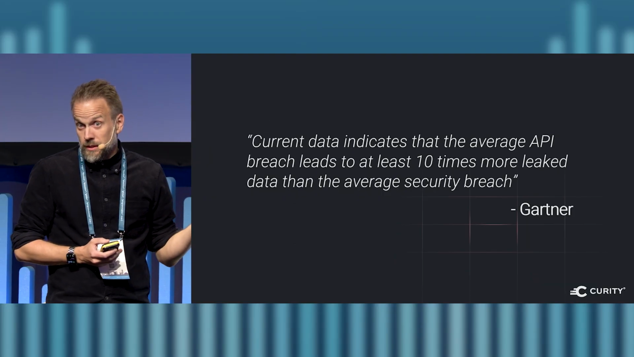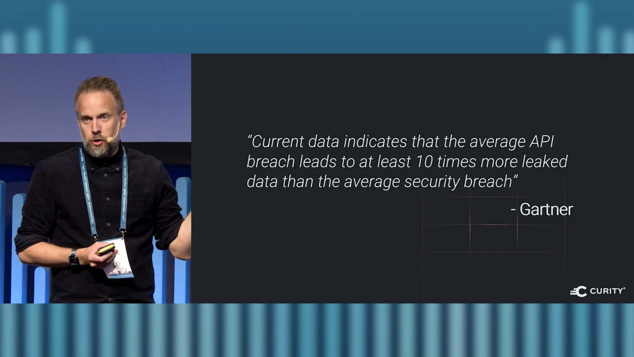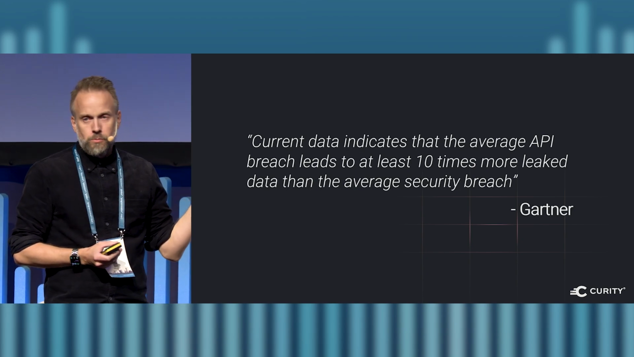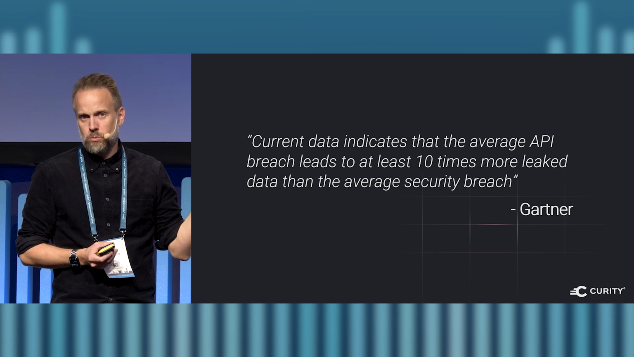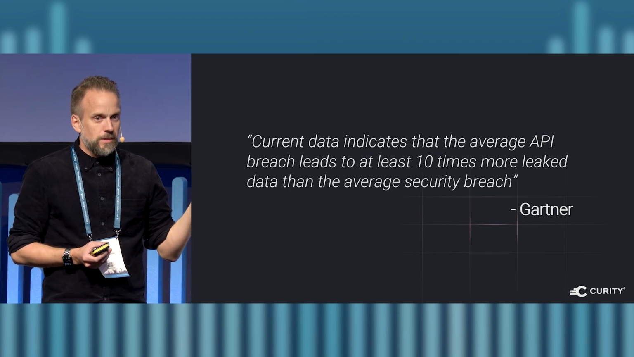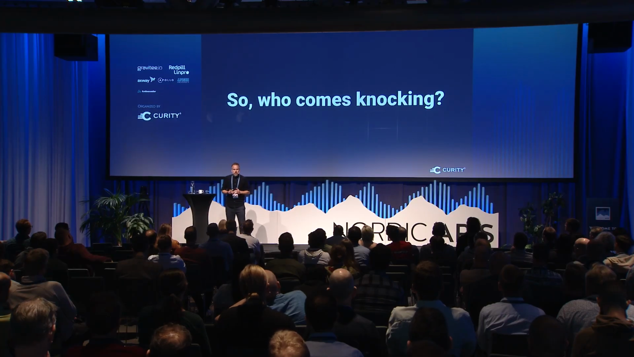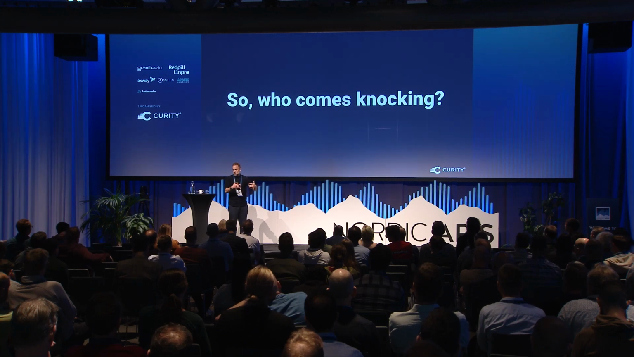And that's good, because if you look at what Gartner just said, current data indicates that an API breach leads to 10 times more data leak than a regular security breach. That should scare all of us, because that's pretty bad. So if you're not already at that fortress level, you should think about that. But that's not what we're going to talk about. Because the real question now is, who comes knocking at the door on this fortress?